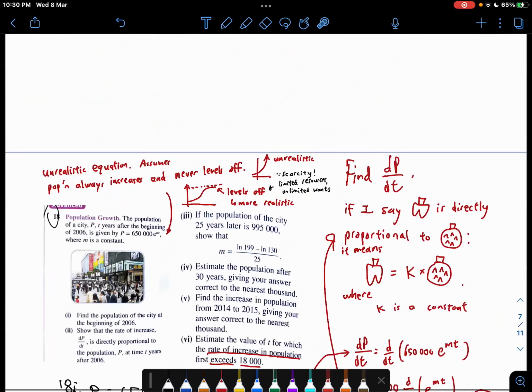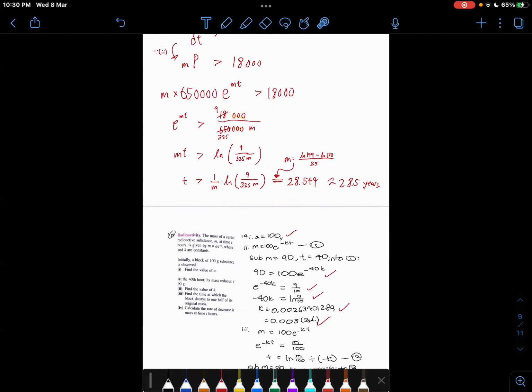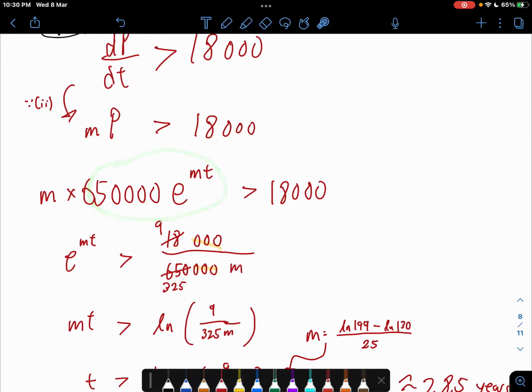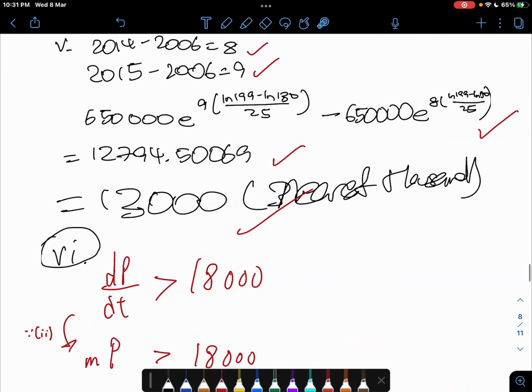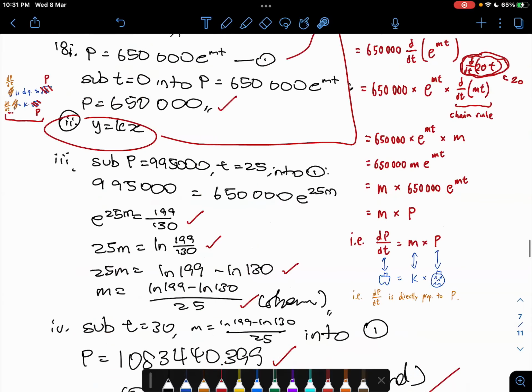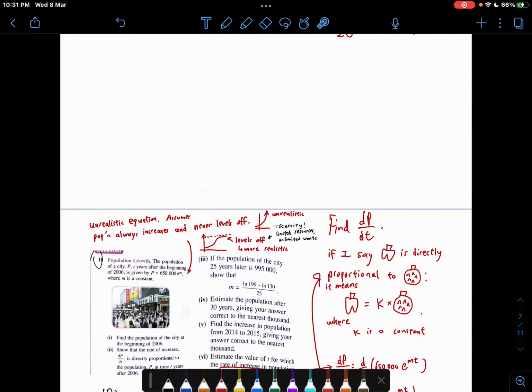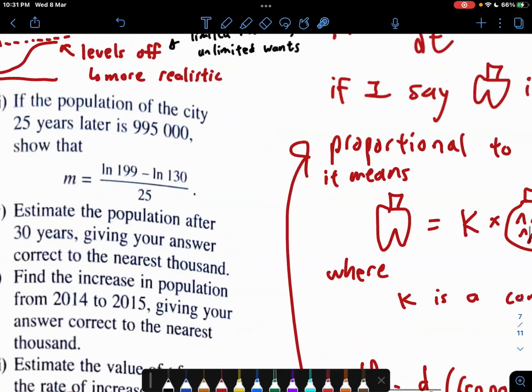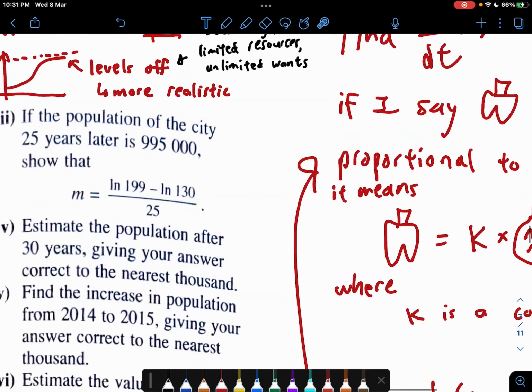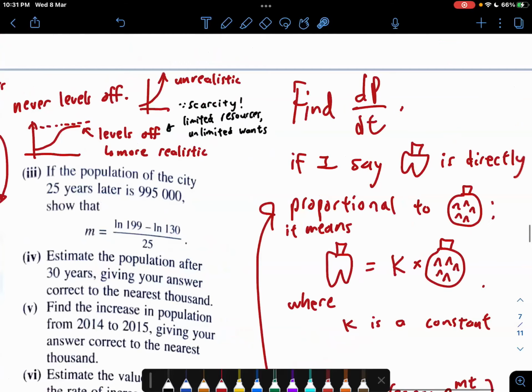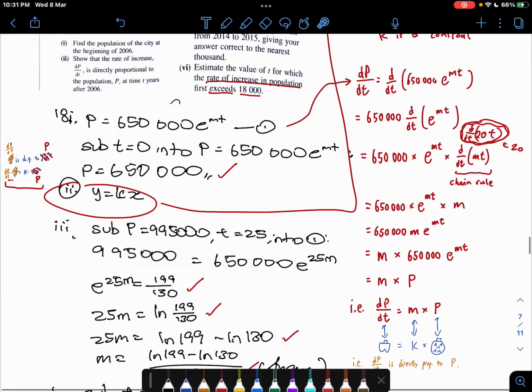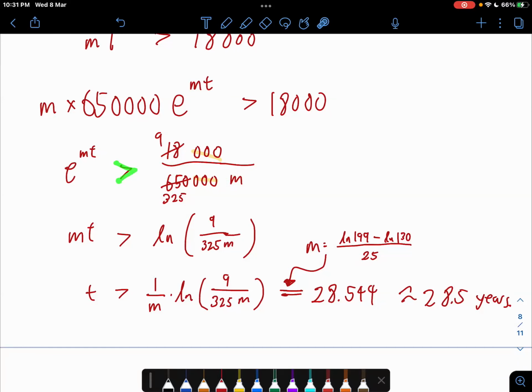Okay, moving on. So anyways, we get M times P is more than 18,000. Replace the P with the original expression. Here I divided by 650,000. It's a positive value, so the inequality doesn't change. I also divided by M. M is a constant. I assume it is positive. Let me just double check. Yes, I can check that it's positive by typing this in the calculator. So M is positive, which means that when I divided by M, dividing by a positive, the inequality symbol stays the same direction.